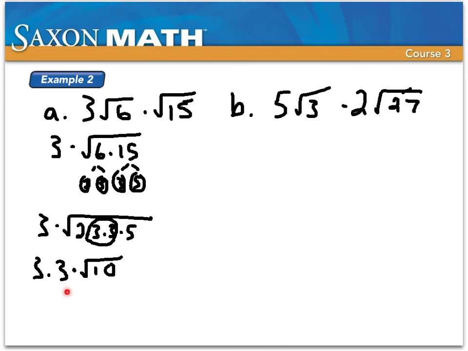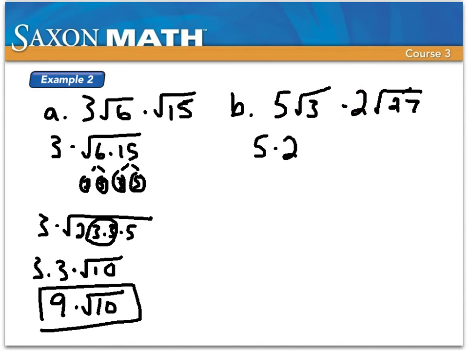And now that I've got 2 numbers together on the outside of the square roots, I can multiply that together. 3 times 3 is 9 times the square root of 10. And that is simplified. Alright, now on B. Okay, on B we've got 5 times the square root of 3 times 2 times the square root of 27. Well, the very first thing we see is we've got numbers on the outside of the square roots. Okay, so we've got 5 times 2 that I can combine together.